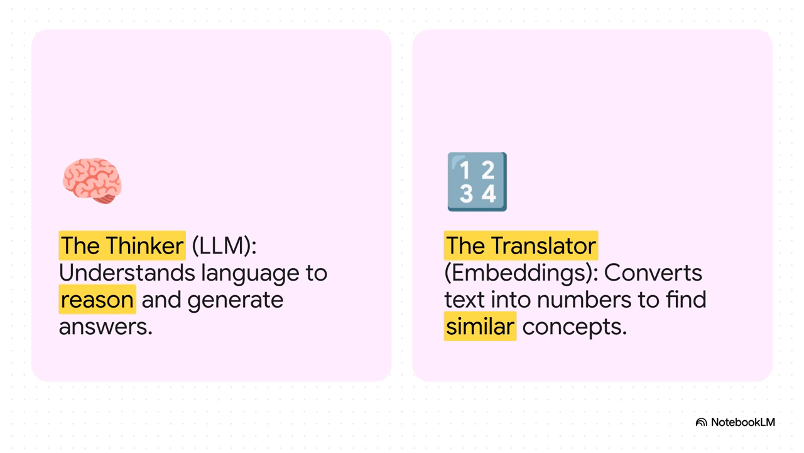Then, on the other side, you have an embedding model. This is the translator. Its only job is to turn words and sentences into a list of numbers, a vector, in a way that concepts that are similar end up with similar numbers.